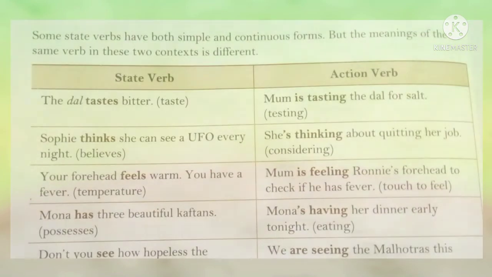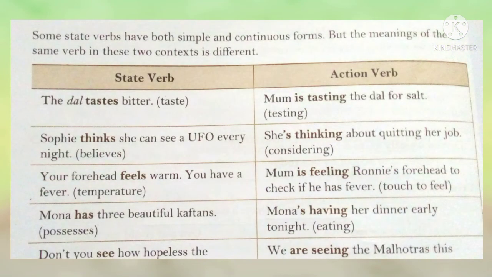Children, some state verbs have both simple and continuous forms, but the meanings of the same verb in these two contexts is different. For example, the dal tastes bitter. Here we are talking about taste. And if we talk about action verb, for example, mum is tasting the dal for salt. Here tasting means we are testing the dal.